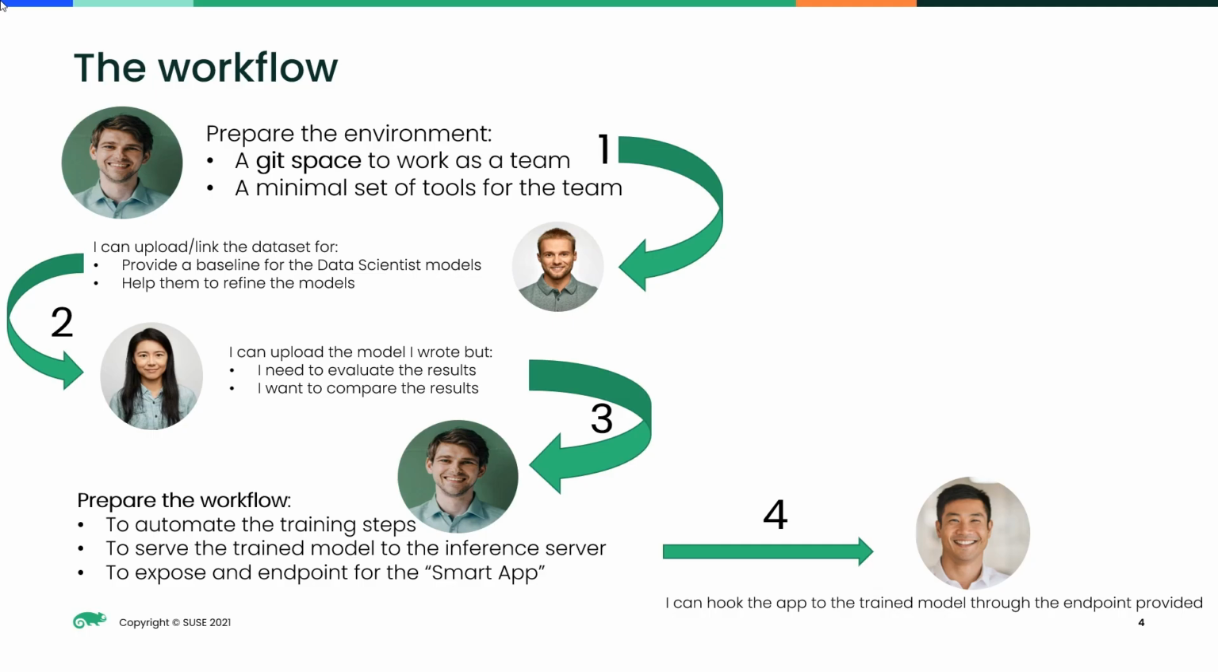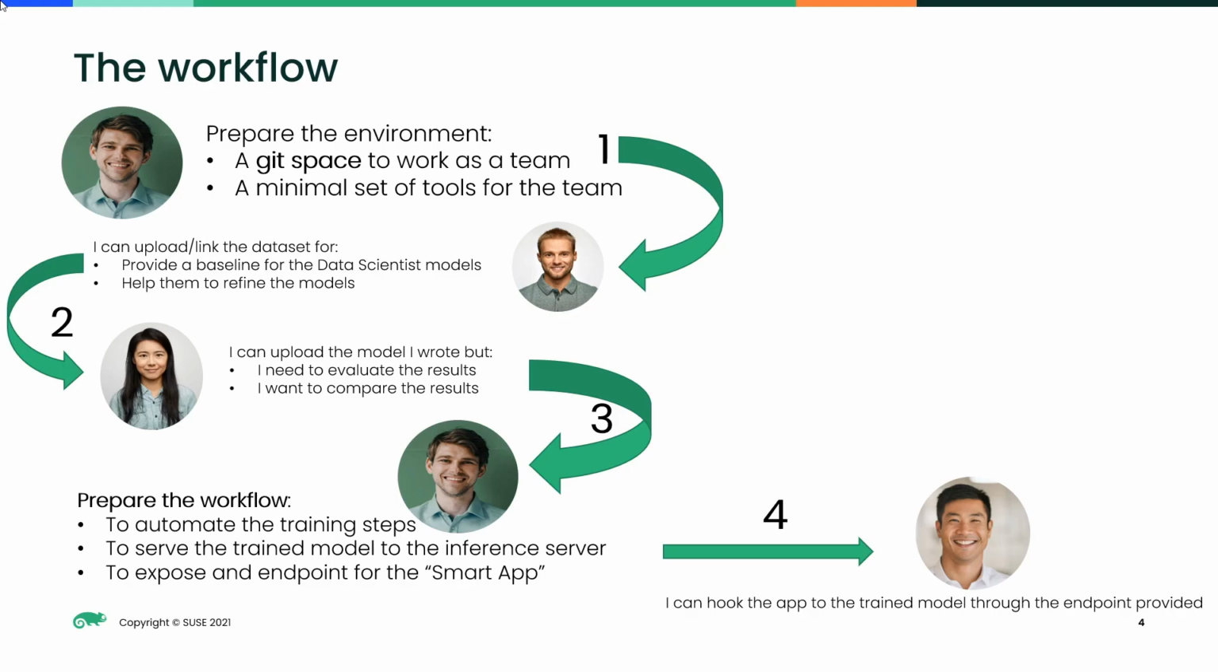Jean, the data scientist, needs to upload the model, eventually reevaluate, rerun and rewrite the model. And to do so, she has specific needs, like evaluate the results and compare the results for each run. To do so, Michael should create a workflow, a pipeline, that automates the training steps and possibly even automates the serving of the model to the inference server. And finally expose this serving to an endpoint so that Alex, the full stack developer, can actually hook up his web application to make it smarter.